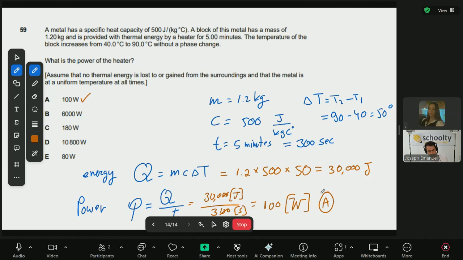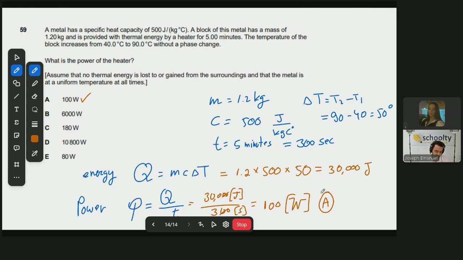So they gave us the mass, the specific heat capacity of this material, time, and the difference in temperature. So the energy is how much heat you need to raise the temperature of this mass, and if you want to calculate power, you need to calculate in how much time you gave this energy, and this is 100 watts.